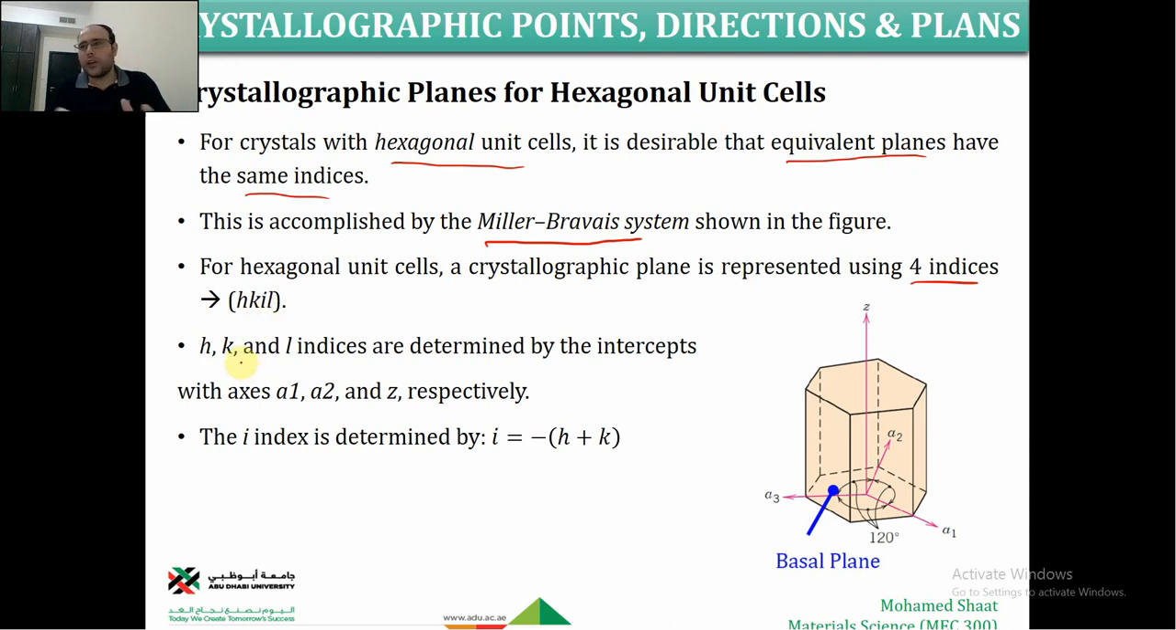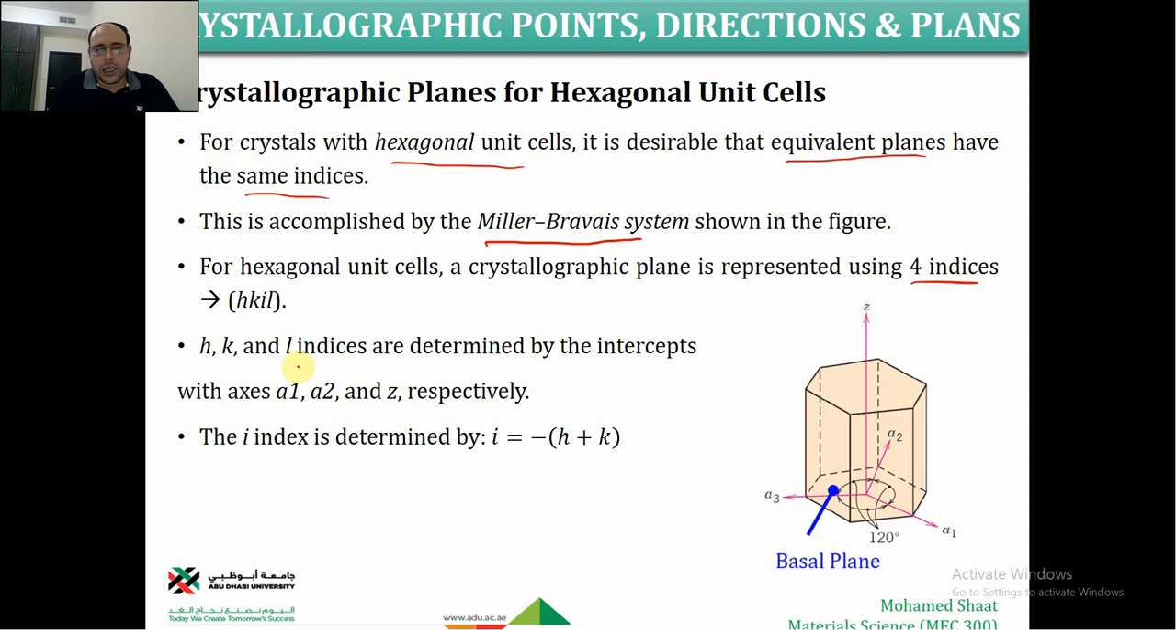So the HKL is very similar to the other three indices in many cases, but there is a special index, the fourth one, that will be squeezed between K and L. That's why we have HKIL, and all of them should be enclosed in circular brackets or parentheses, as we discussed for the crystallographic planes.